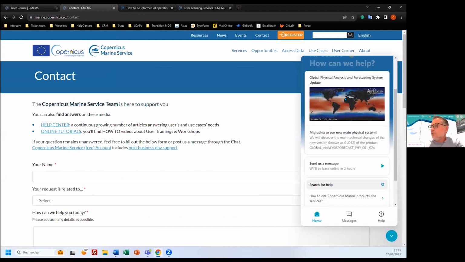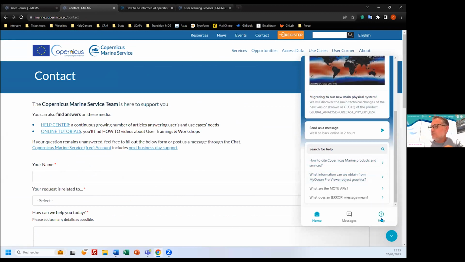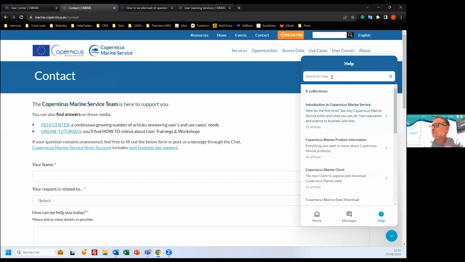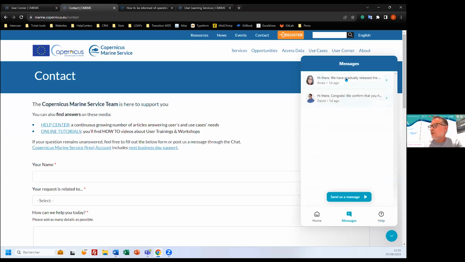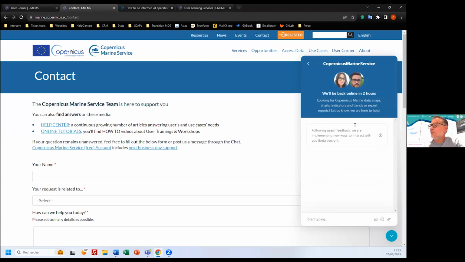Here, you have useful articles. You have as well a direct link here to the Help Center with the collection and the same possibility to type a keyword to find your article. You will find a history of your messages, your exchanges with the user support. And so here you can send us a message, of course, and you will reach Anaïs, you've seen before, or David, or another member of the team.